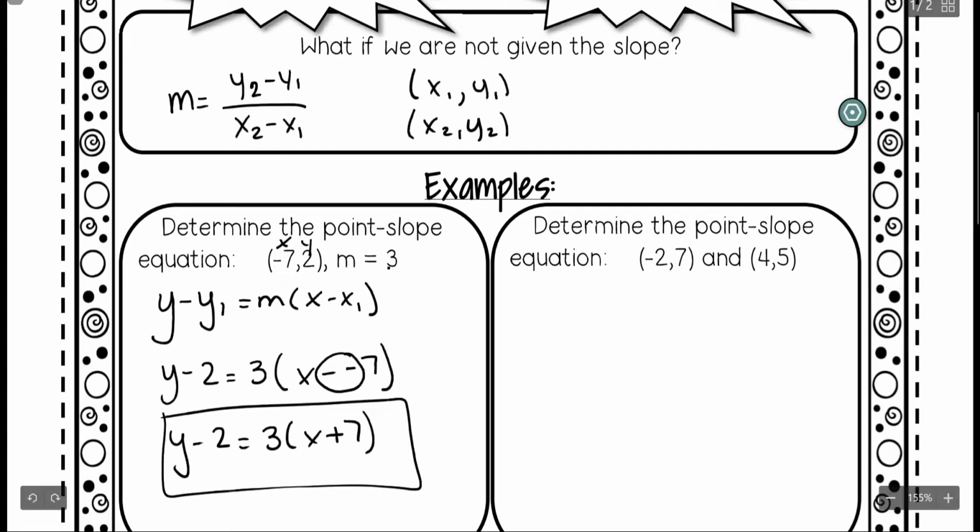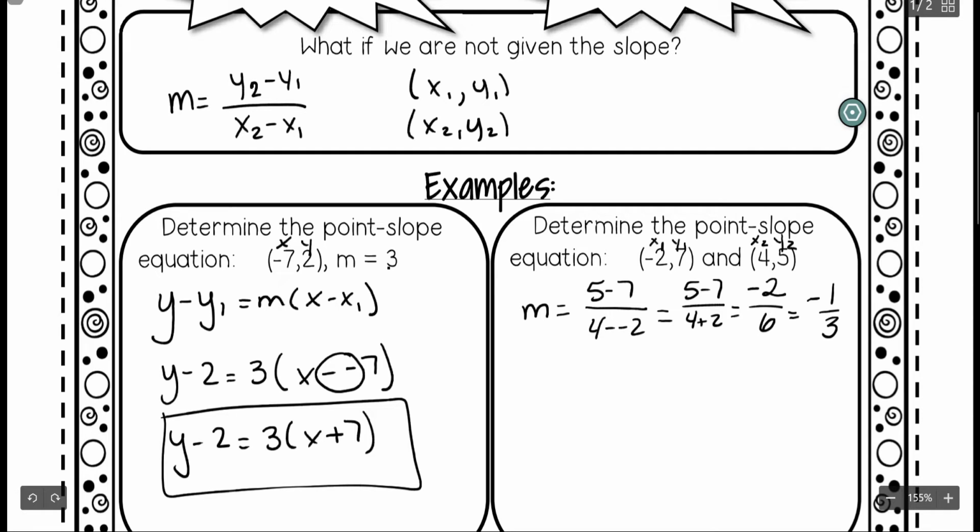Okay, we look at our next one. We don't have slope, so we need to find it. m is equal to, we'll call it x1, y1, x2, y2, 5 minus 7 over 4 minus a -2. That's 5 minus 7 over 4 plus 2. 5 minus 7 is -2. 4 plus 2 is 6. -2 over 6 simplifies to -1/3.